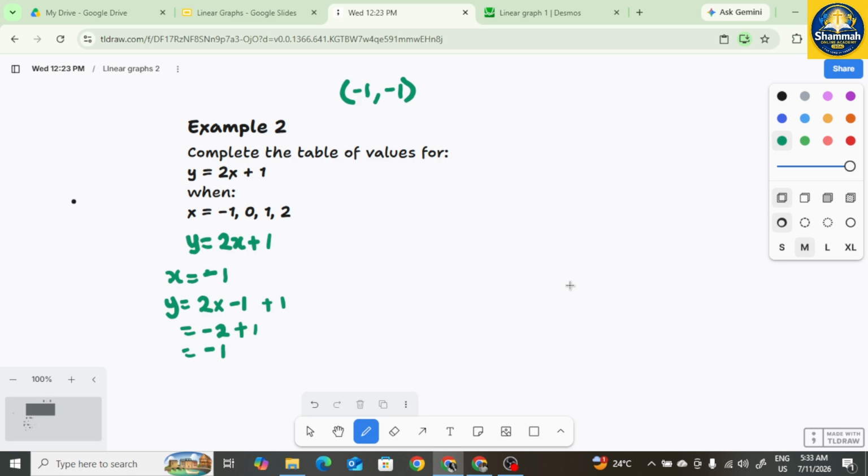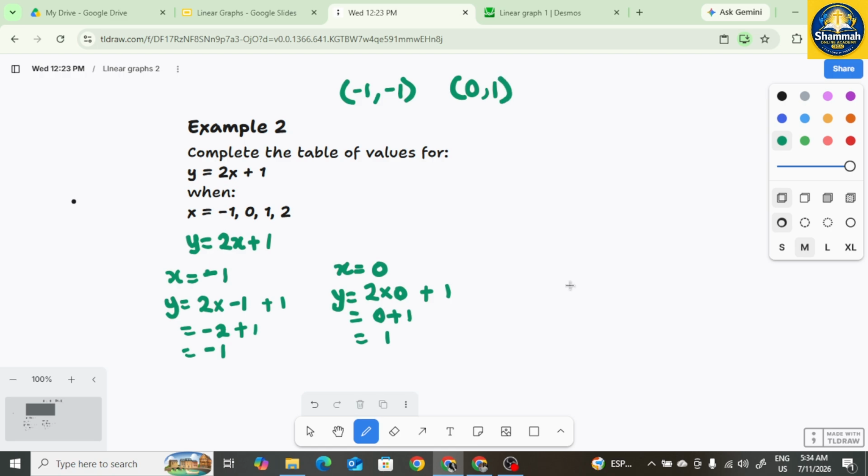Next, when x is equal to 0, what will y be? Y equal to, substituting 0 for x in the equation, we would have 2 times 0 plus 1. 2 times 0 is what? 0 plus 1, which gives us what? 1. So our next ordered pair will be, when x is 0, y is what? 1.